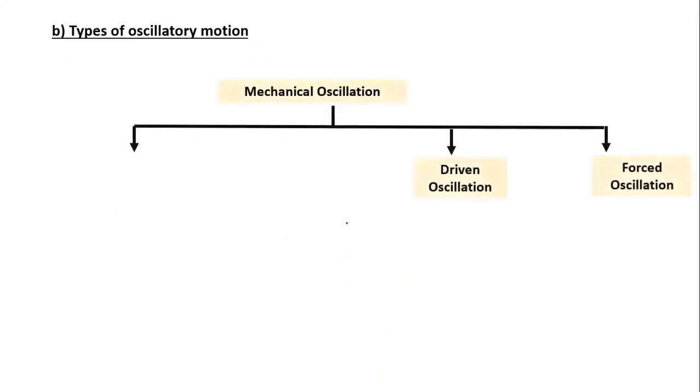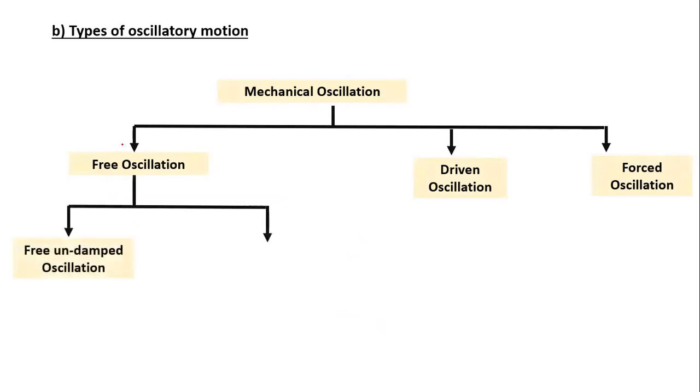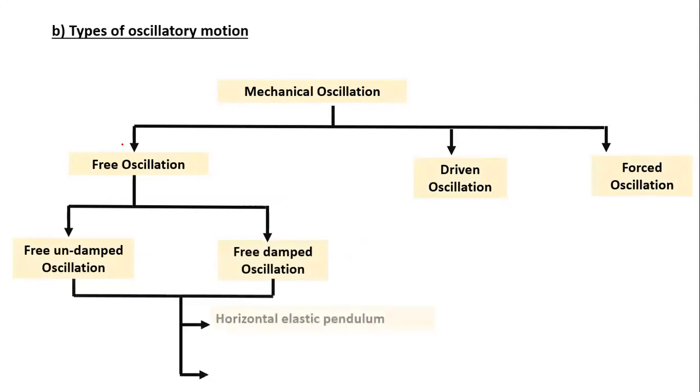Now, what do we have as types? We have the free oscillation, we have the driven oscillation, and we have the forced oscillation. So in the free oscillation, we'll talk also about undamped and damped oscillation. And we'll take two cases or even many cases. From these cases, we have the horizontal elastic pendulum and the vertical elastic pendulum.